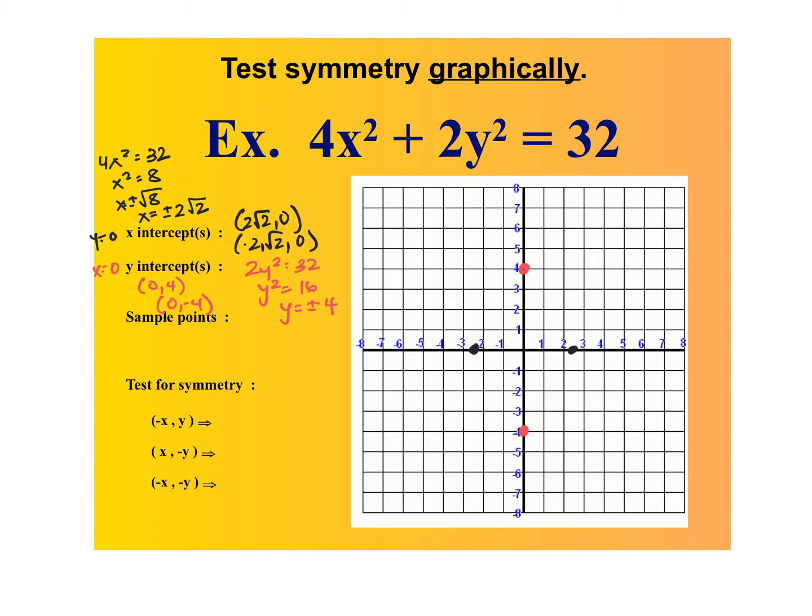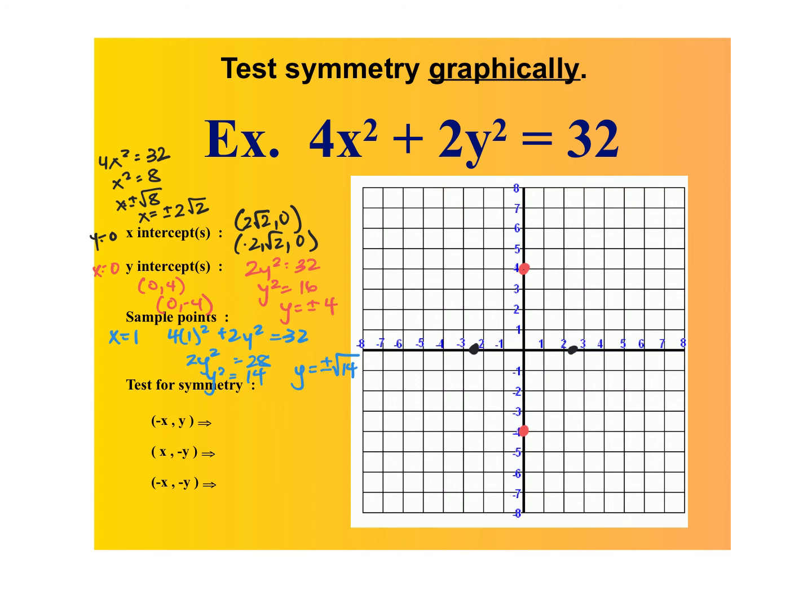Now, in order to test for symmetry, we're going to take a sample point. So I'm going to avoid these intercepts, and I'm going to pick a point that's going to be nice to work with, something that has a nice x value. So let's plug in x equals 1 and see what we get. We get 4 times 1 squared plus 2y squared is equal to 32. That's going to give me 4. So if I subtract 4 from both sides, I get 2y squared is equal to 28. Dividing by 2, I get y squared is equal to 14, which means y is going to be equal to plus or minus the square root of 14.